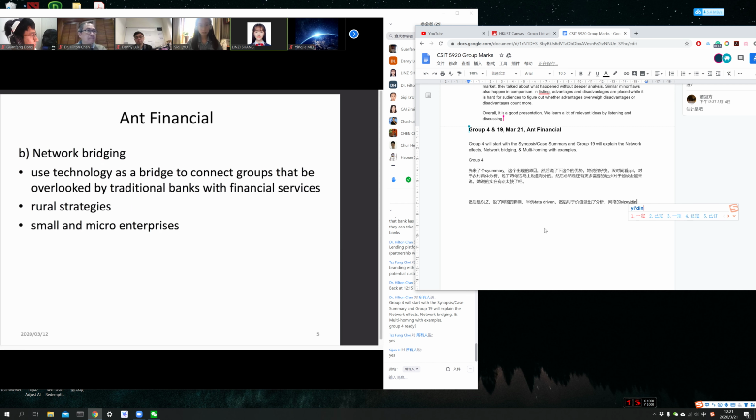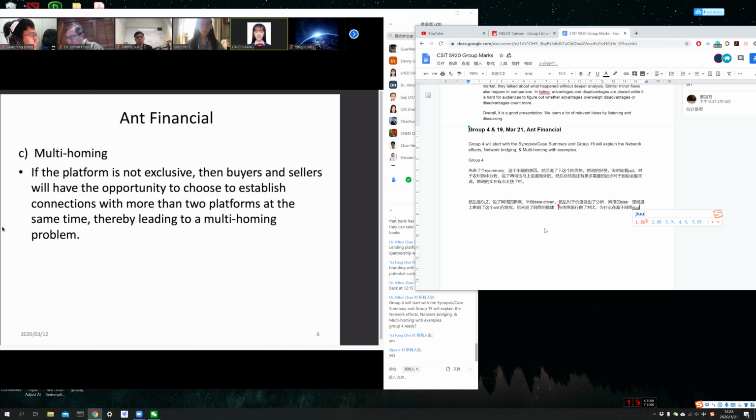The second one is network bridging. Network bridging in this case study means that Ant Financial can use technology as a bridge to connect groups that may be overlooked by traditional banks with financial services. For example, Ant Financial provides loan services to small and medium-sized enterprises that have difficulty getting help from traditional banks, through a credit mechanism without human intervention. Another example is that Ant Financial provides inclusive financial services in remote rural areas according to its rural strategies.